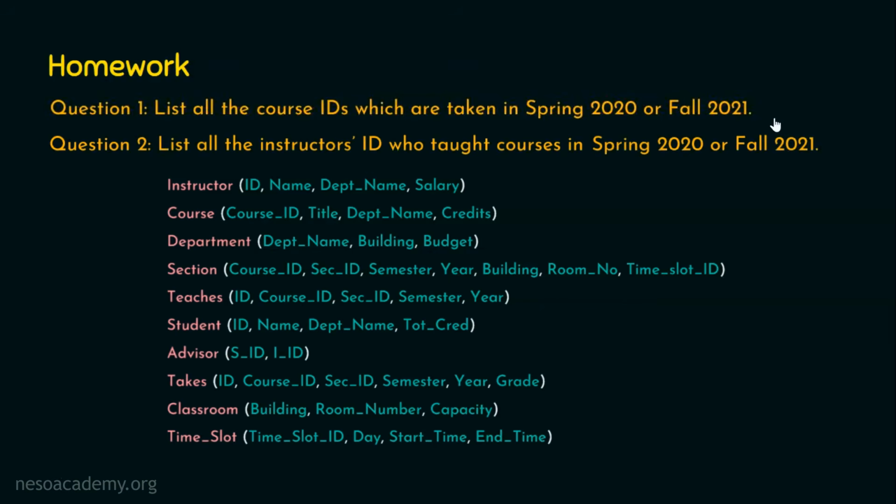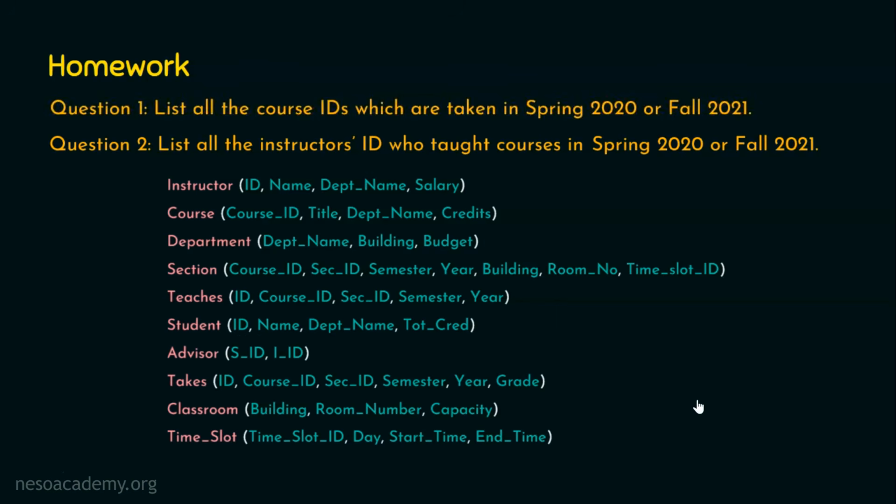Coming to question number 2: list all the instructor IDs who taught courses in spring 2020 or fall 2021. Question number 2 is a bit tricky because we are required to find all the instructor IDs, but the instructors' IDs are available in multiple relations. Can you see here, this instructor relation also has ID. And coming to the teachers relation, this also has ID. And the advisor relation also has ID. I am not bothering about this one because this ID represents a student.